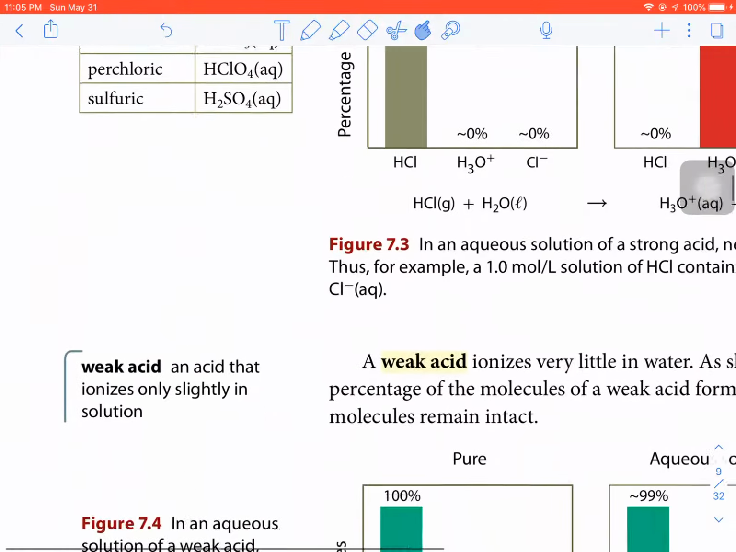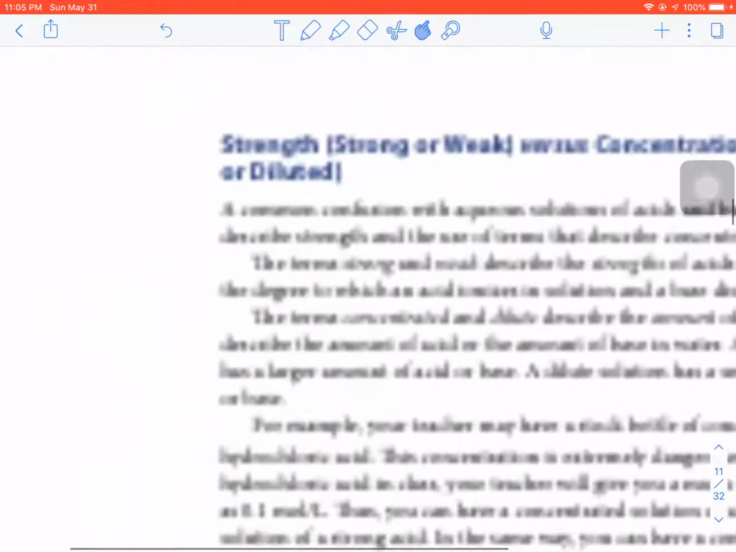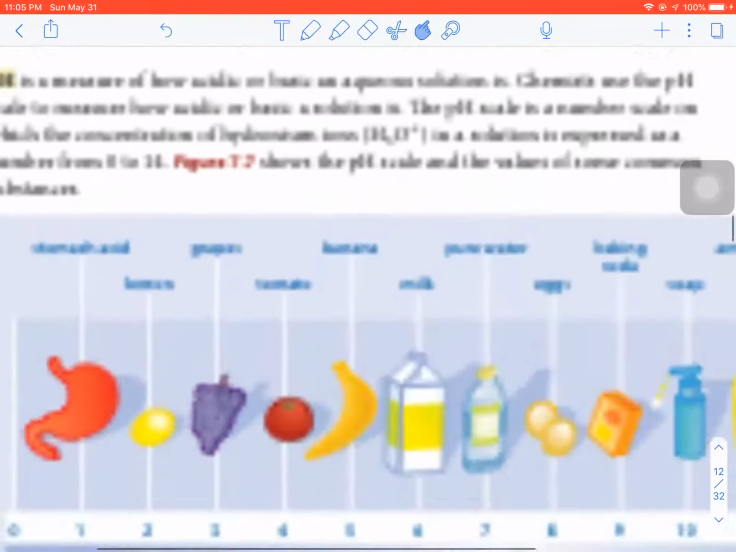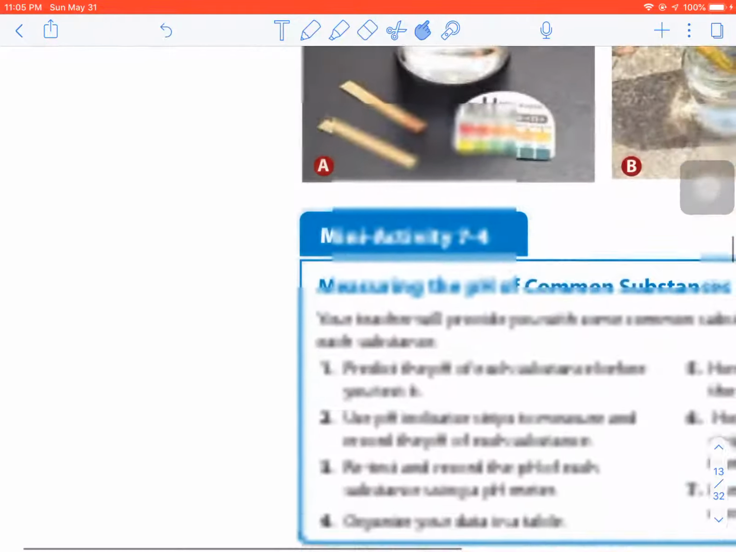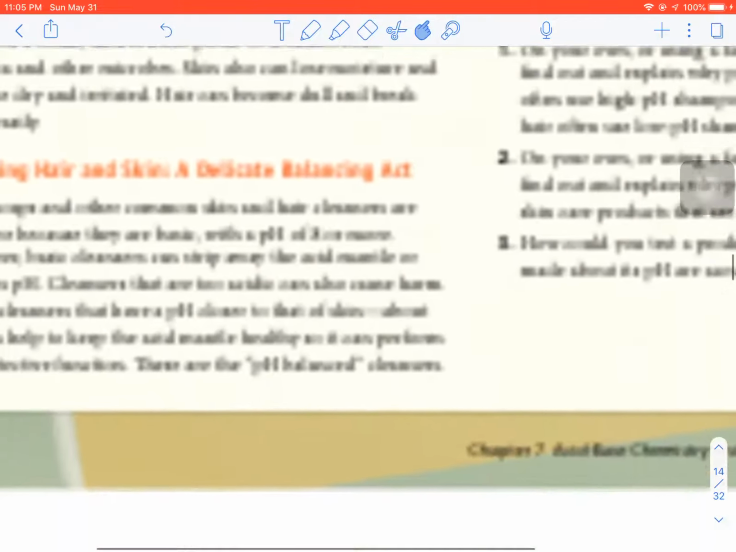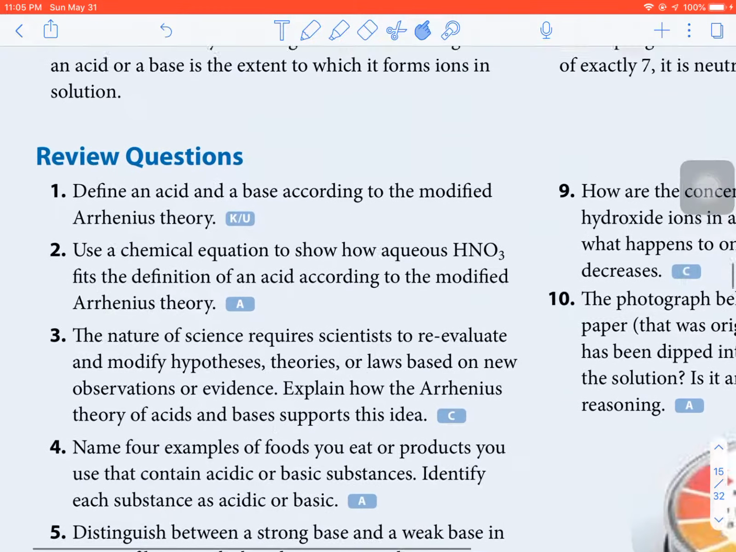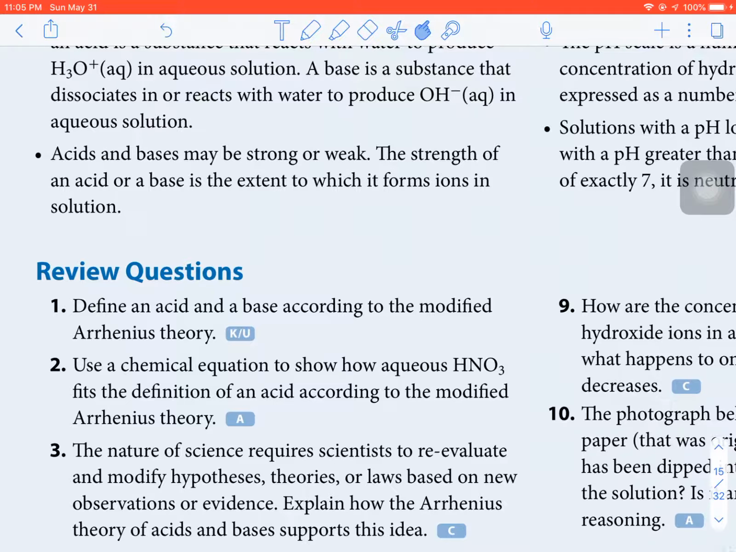Okay, question 2 from the homework. It says use a chemical equation to show how hydrogen nitrate, which is nitric acid, fits the definition of an acid according to the modified Arrhenius acid theory. So I need to be able to write a chemical equation to show how this will produce hydronium ions.